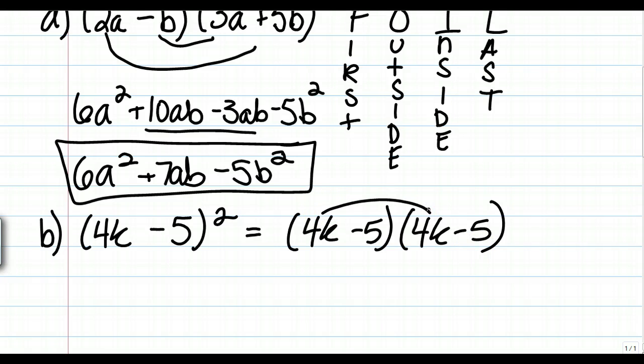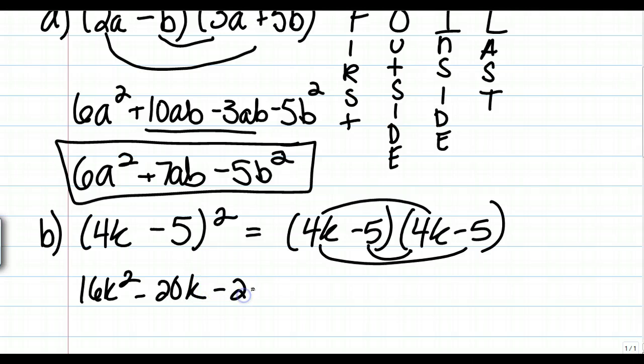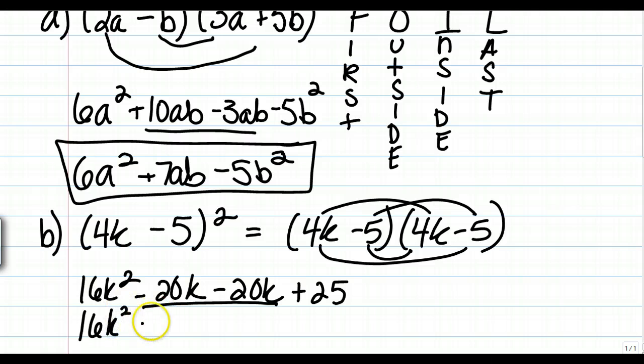So I'd have the first, 4k times 4k is 16k squared. Outside, 4k times negative 5 is negative 20k. Then you'd have the inside. Negative 5 times 4k is negative 20k. And the last is negative 5 times negative 5, which is 25. So if you notice, you have some like terms. So I'm going to have 16k squared minus 40k, because when you add those together, you get negative 40k, plus 25, and this is your final answer for b.